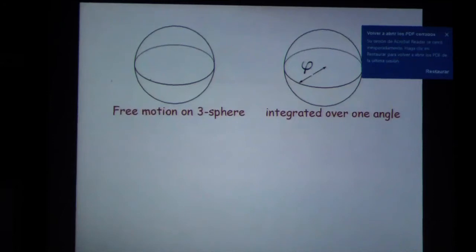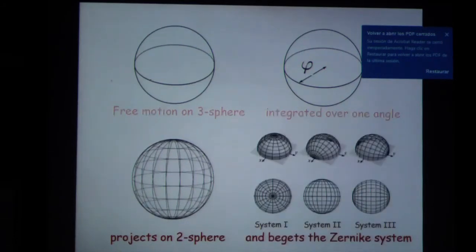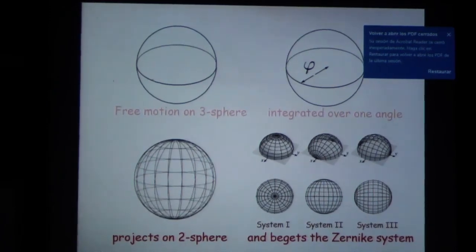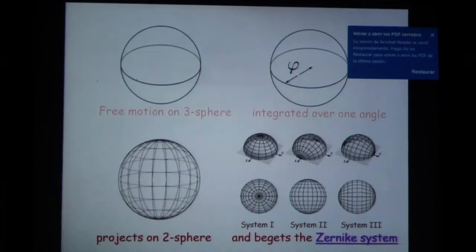Then we will integrate over one of the angles so as to have a two-sphere. And we will look for coordinate systems on the two-sphere where one of the coordinates goes on the equator, on a ring. And this allows us here to give three systems that we will call system 1, 2, and 3. System 1 was given by Zernike. Systems 2 and 3 are separating coordinates for the solutions of a very specific quantum system.